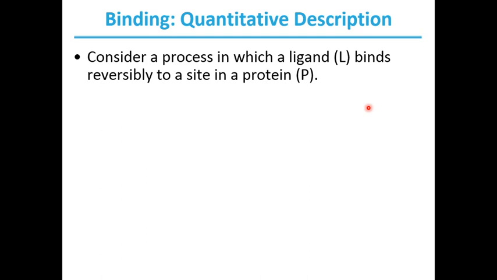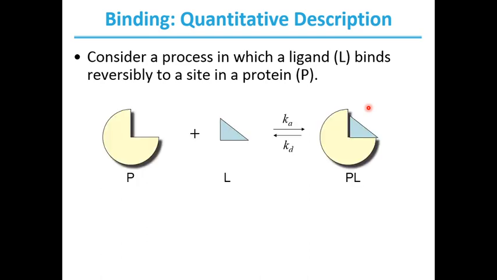So let us look at the quantitative description of binding. Consider a process in which a ligand binds reversibly to a site in a protein. For example, if P were a protein and L were a ligand, and L binds to P in this site. Now, this is dictated by two different rate constants.